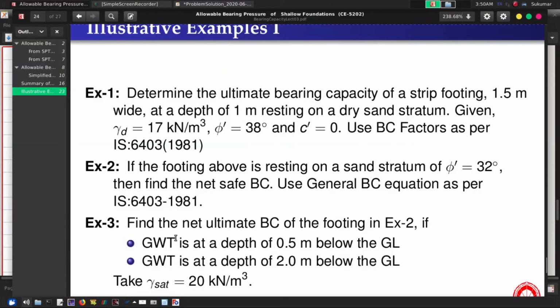Okay, coming to the next problem. Find the net ultimate bearing capacity of the footing in example 2, that is phi equal to 32 degree, if the groundwater table is at a depth of 0.5 meter below the ground level, and if the groundwater table is at a depth of 2 meter below the ground level, and we are asked to take the saturated unit weight as 20 kilonewton per meter cube.